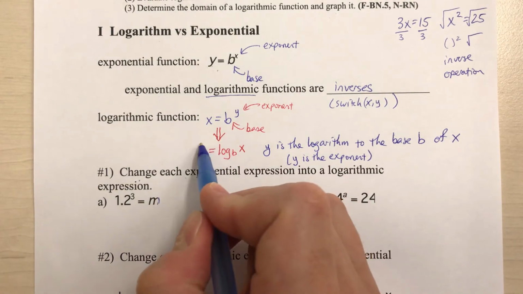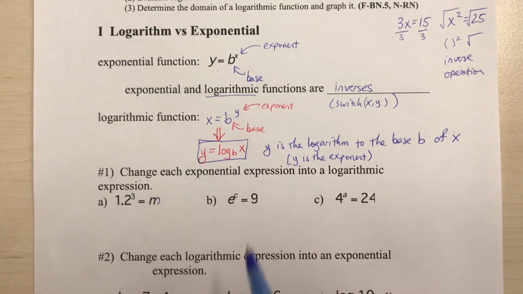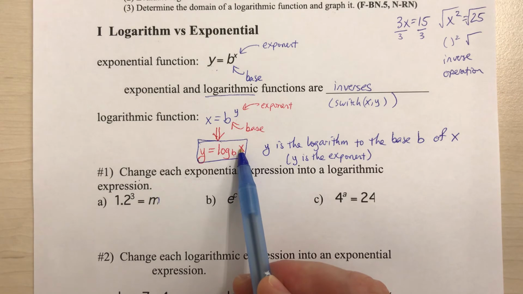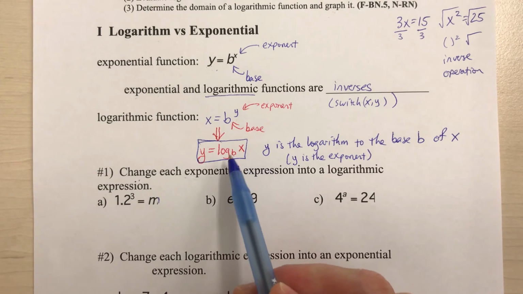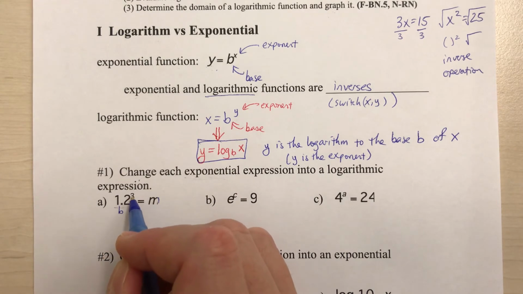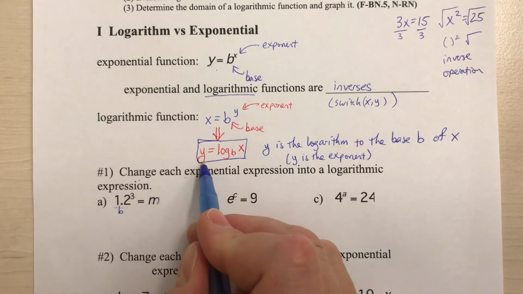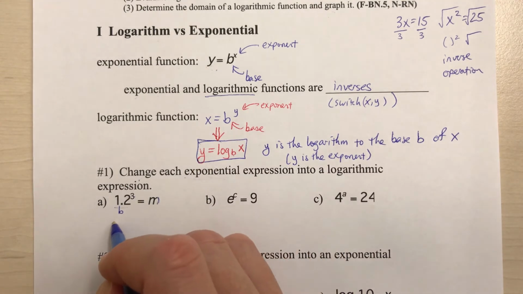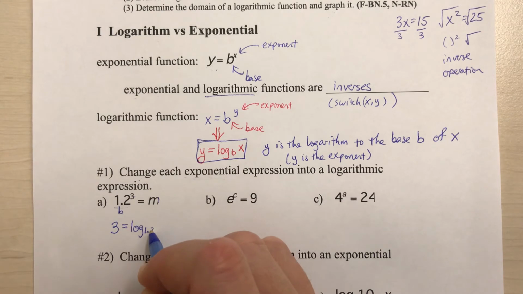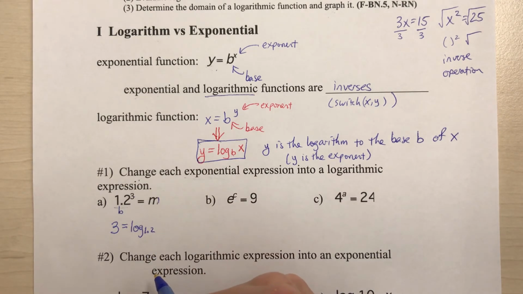So when we write it in this format, the base, the b, becomes the subscript. It's the log base b of x. So in this case, the base is 1.2. The exponent is the 3, so that would be the y value. So the exponent is equal to the log base 1.2 of m.